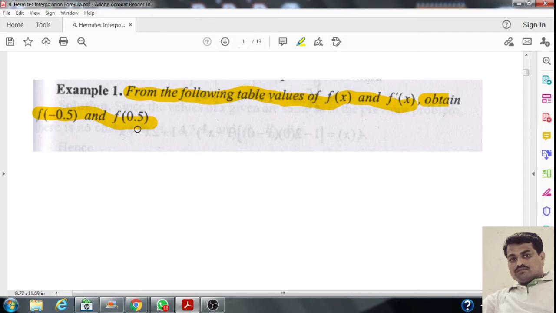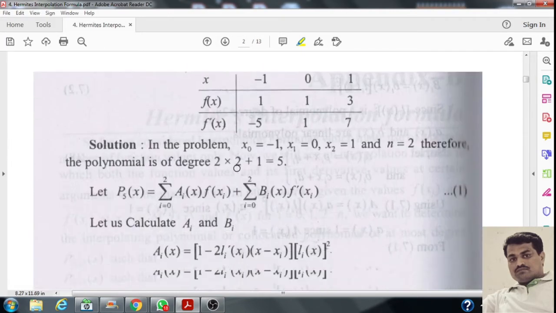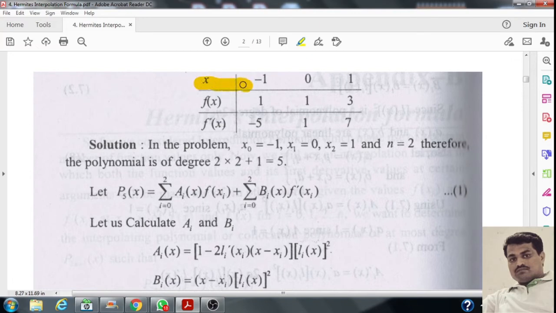That's why we have three sub-questions. The first question is to find f(x), then find f'(x), and then using f(x) you can find f(-0.5) and f(0.5). Okay, here the table is given. In the table, the first row gives the values of x, the second row gives the values of f(x_i), and the third row gives the values of f'(x_i).